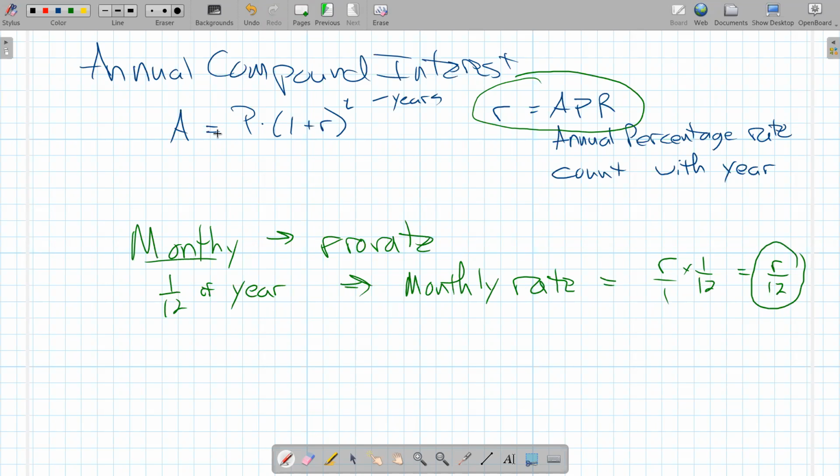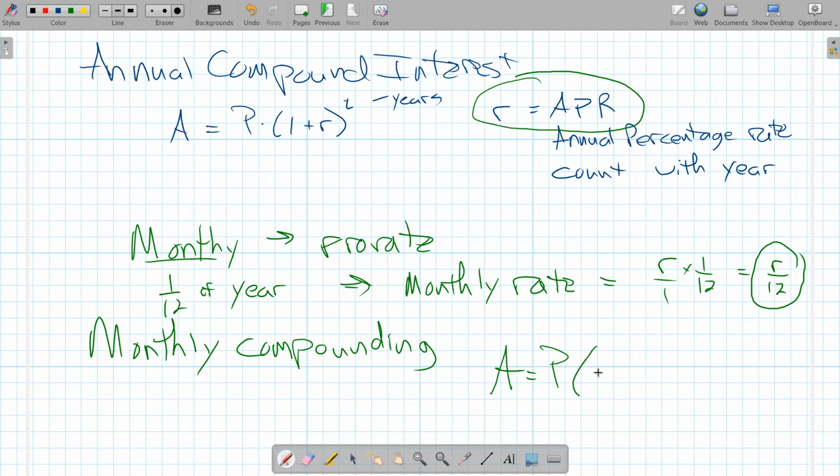Okay, so how does our formula change? Well, instead of an r here, I'm going to have an r over 12. So for monthly compounding, my formula is going to look like A equals P times parentheses 1 plus my new monthly rate, which is R over 12, assuming R was an APR, annual percentage rate.